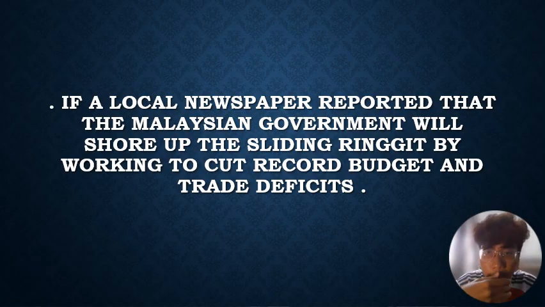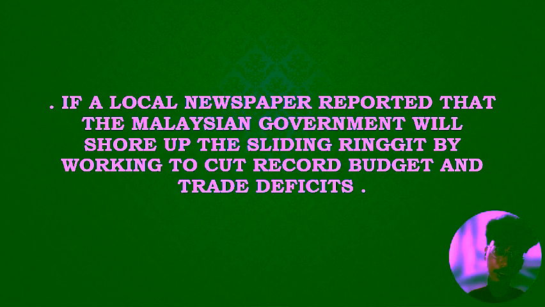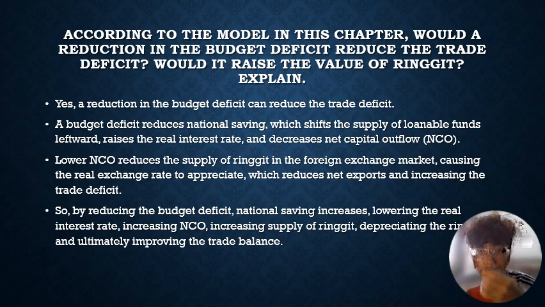And for the tutorial, chapter 11, question 2, I will start by reading the question. If a local newspaper reported that the Malaysian government will shore up the sliding ringgit by cutting the budget and the trade deficit, so let us start with the first question. According to the model in this chapter, would a reduction in the budget deficit reduce the trade deficit? Would it raise the value of the ringgit? And give some explanation.